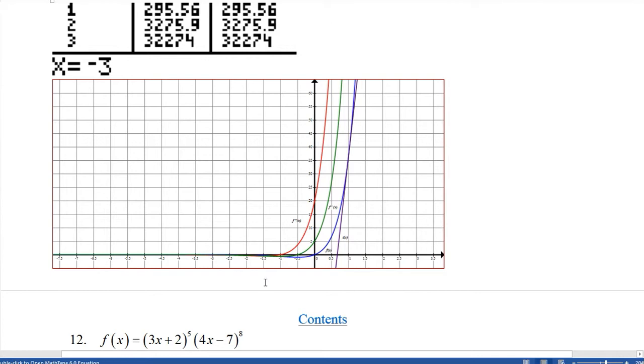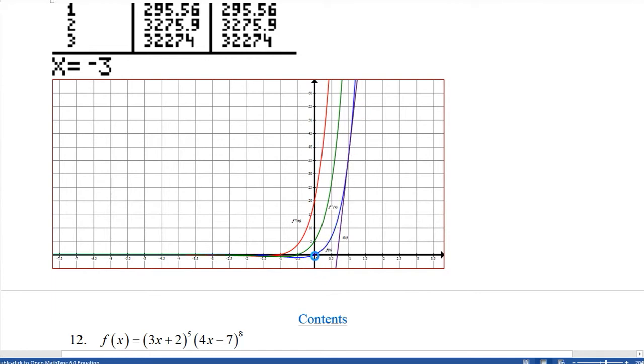Let's look at some other characteristics we may notice. Well, it looks like the derivative crosses the x-axis right here, somewhere near negative 0.3, somewhere in that vicinity, and that's going to be when the original function has a minimum. So about here we have a minimum. From there on, the derivative is positive, and the second derivative is positive, so the function is increasing concave up from there on.